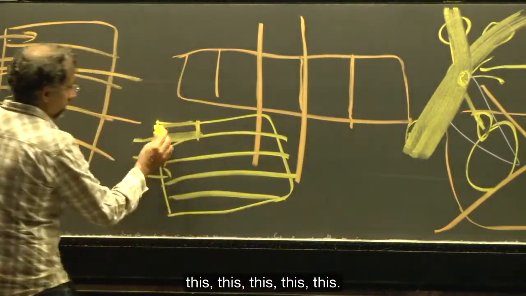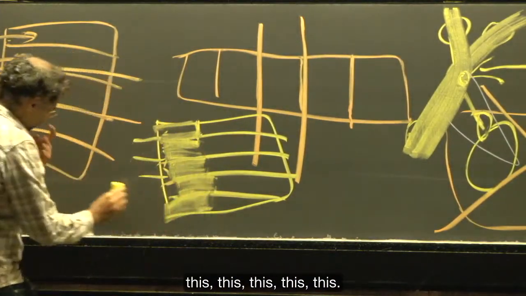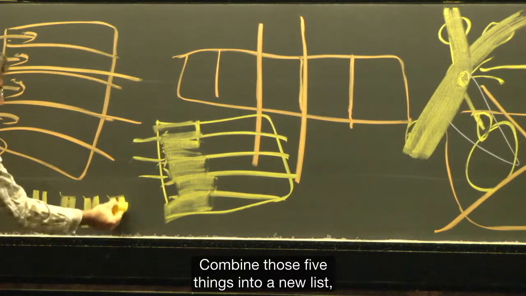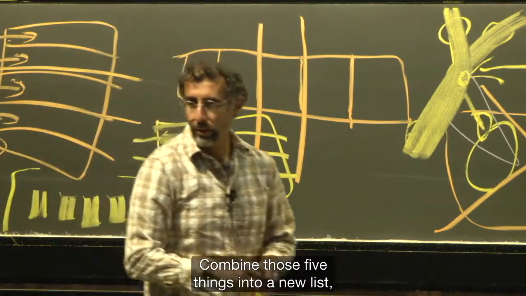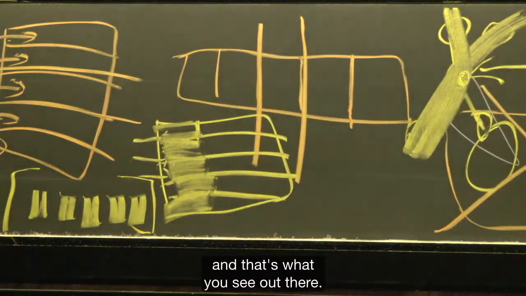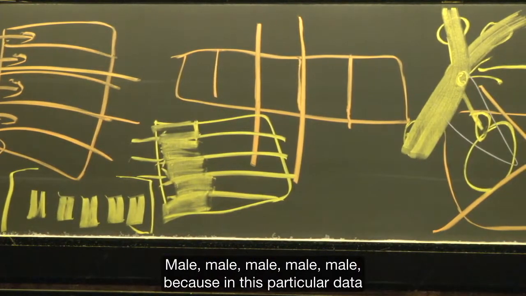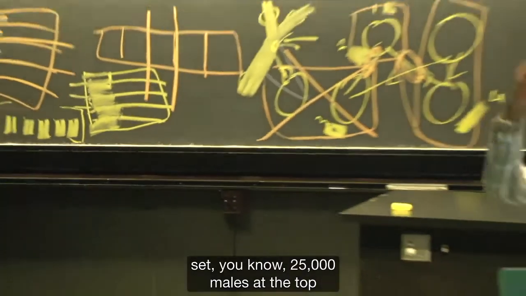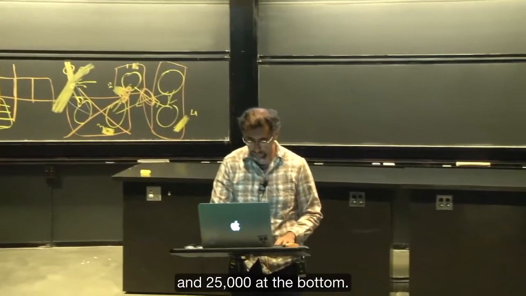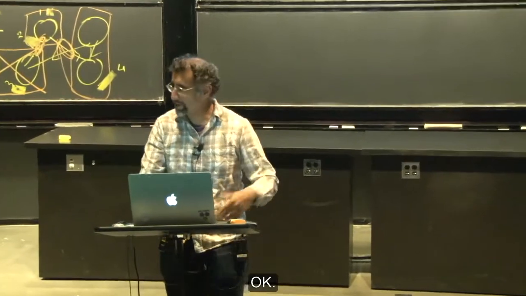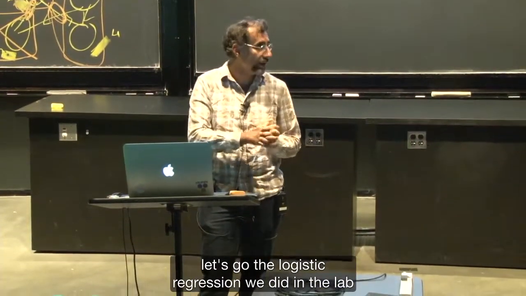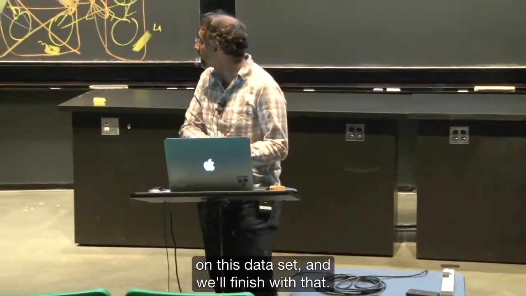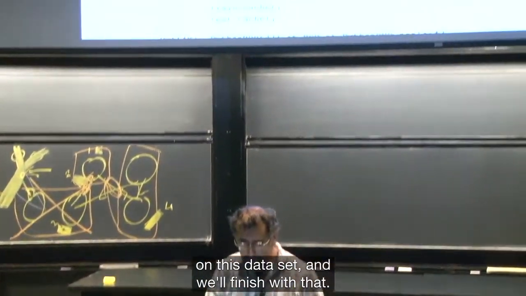So this, combine those 5 things into a new list. And that's what you see out there, male, because in this particular data set, 25,000 males at the top and 25,000 at the bottom. Okay, so now that we've done this, let's go to the logistic regression we did in the lab, on this data set. And we'll finish with that.